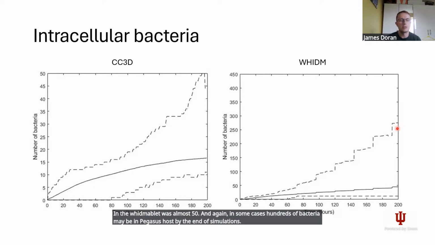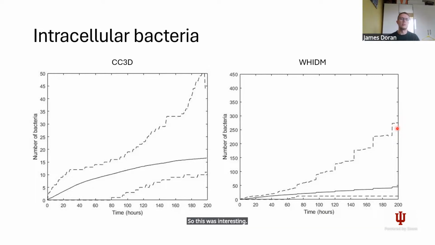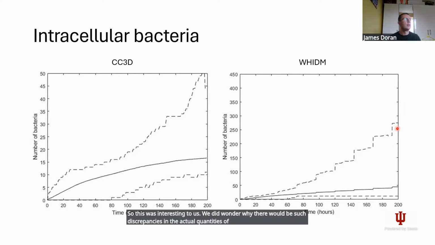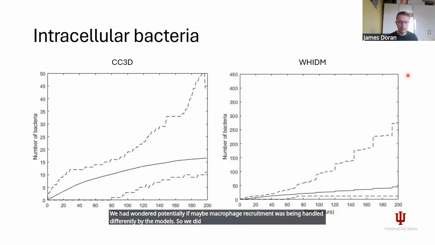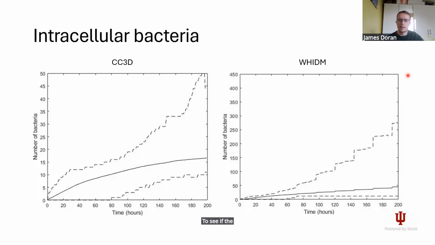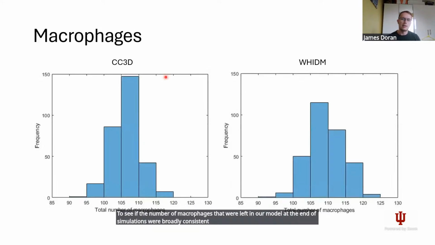So this was interesting to us. We did wonder why there would be such discrepancies in the actual quantities of bacteria in our model, even though we were seeing the same proportion of containment and dissemination outcomes. We had wondered potentially if maybe macrophage recruitment was being handled differently by the models. So we did briefly check to see if the number of macrophages that were left in our model at the end of simulations were broadly consistent. And we found that indeed they were.